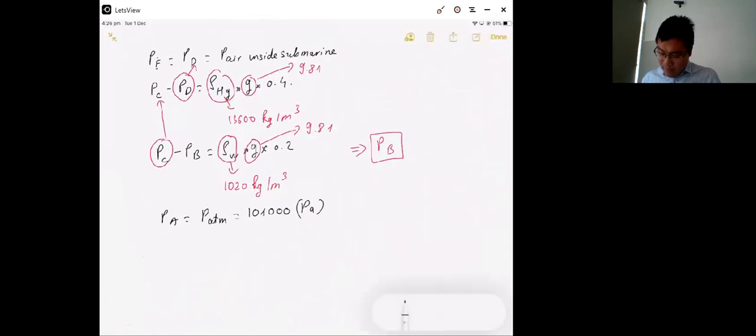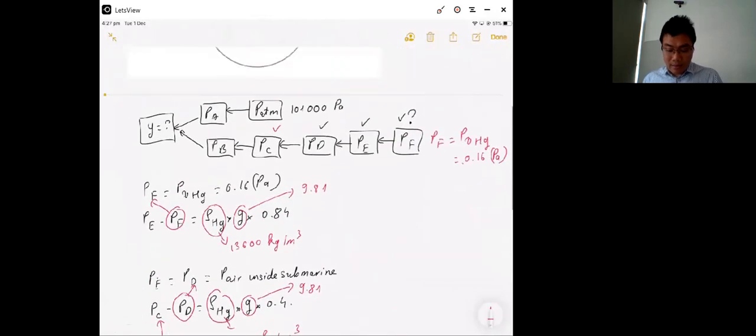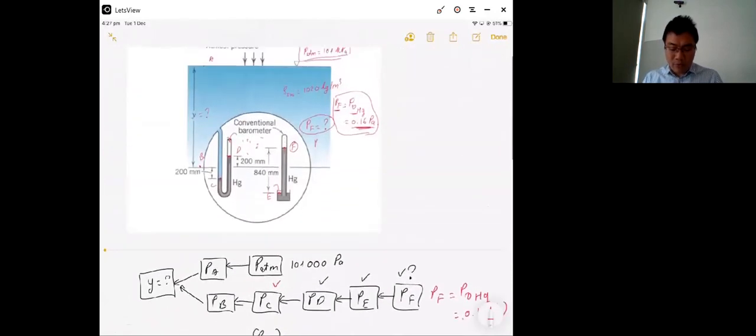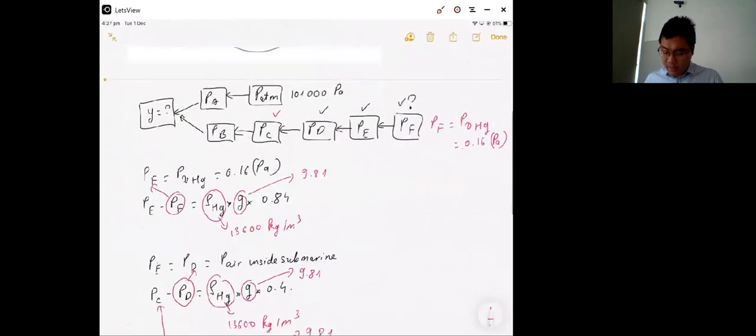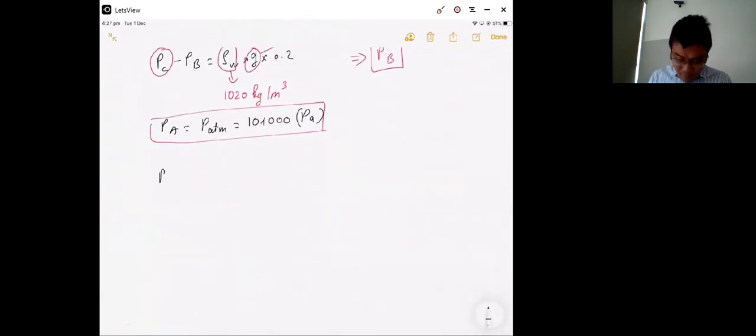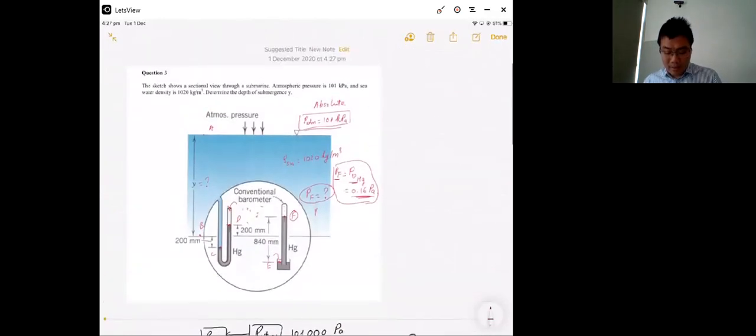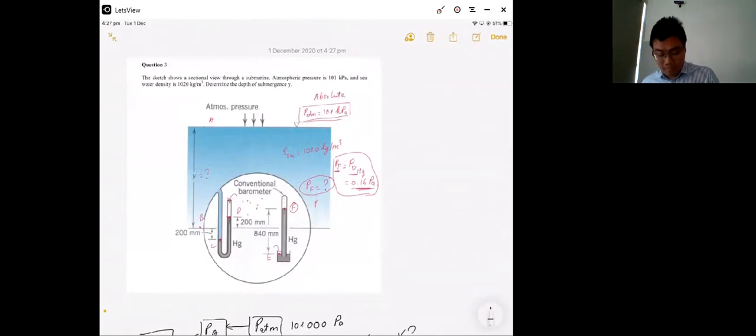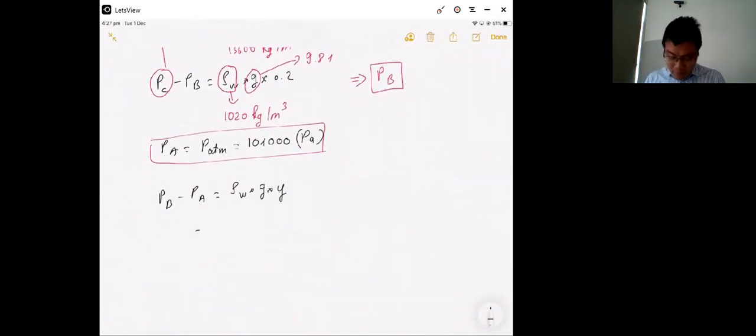So when you have PA and PB, you can find Y. Y is the distance between A and B, and B is below A. So you will have PB minus PA equal to rho of water times g times Y. Between A and B we have water. So from this you can have Y equal to PB minus PA divided by density of water times g.